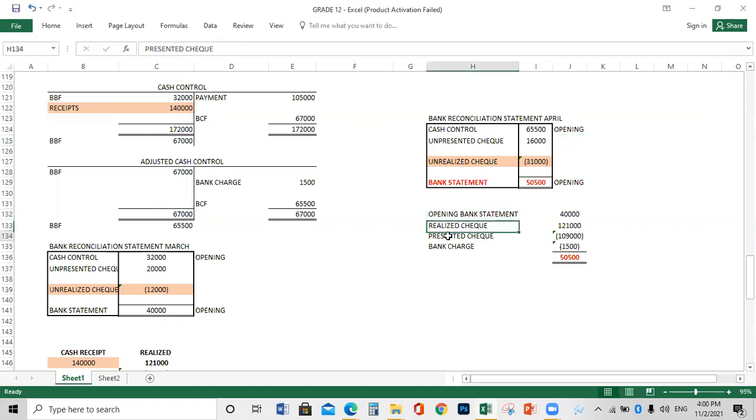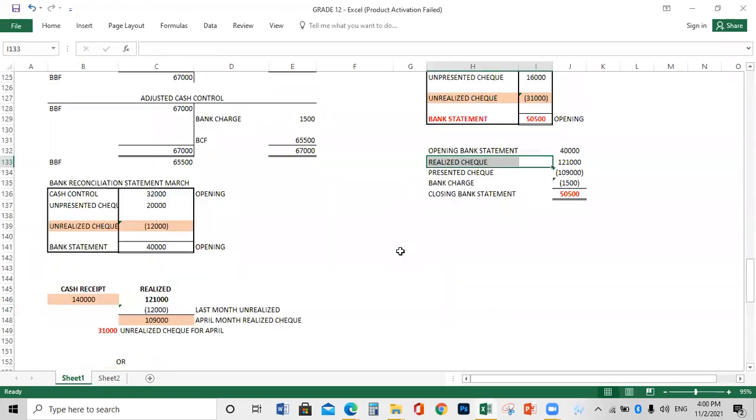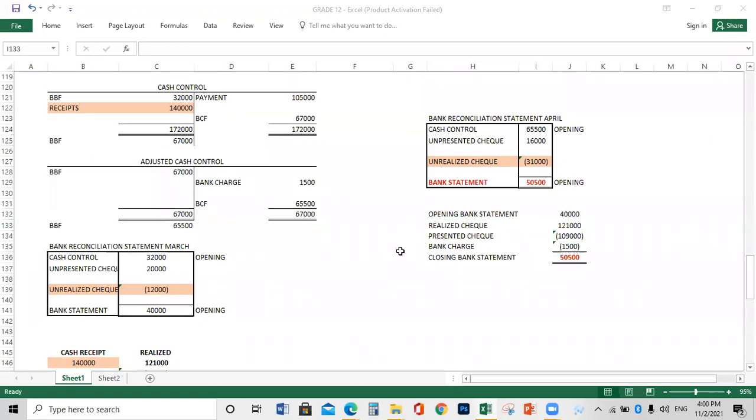The second method is where you go through the bank statement. You don't have to draw the exact bank statement; you can work based on it. You have the opening bank statement balance. You can add unpresented checks because they will increase your bank statement balance. Then deduct presented checks because they will reduce your bank statement balance. And the bank charges, guys, remember bank charges are omissions.